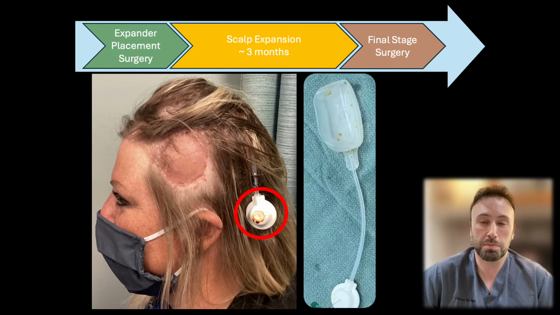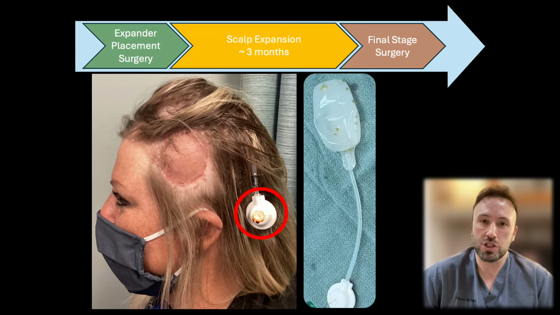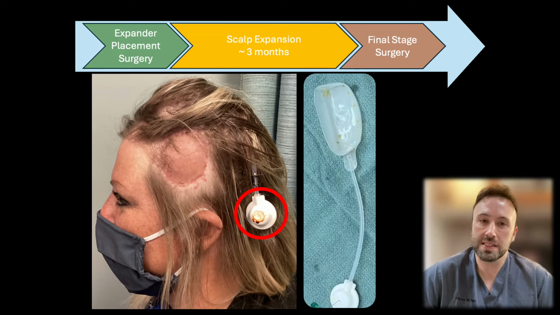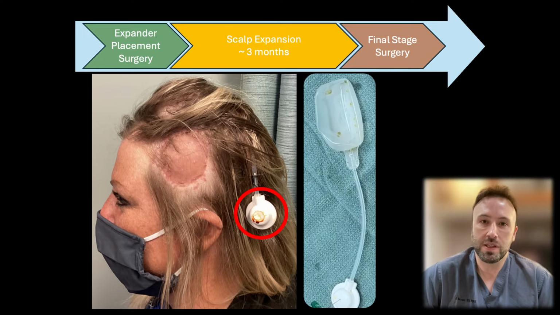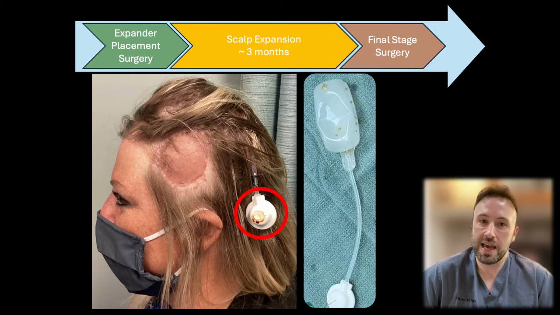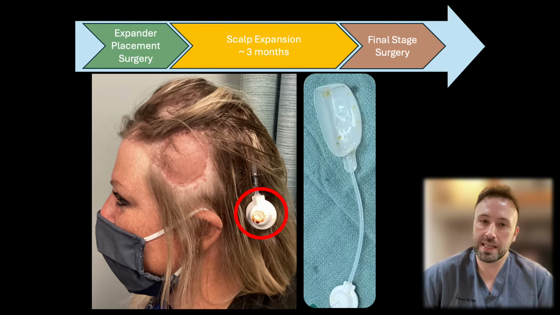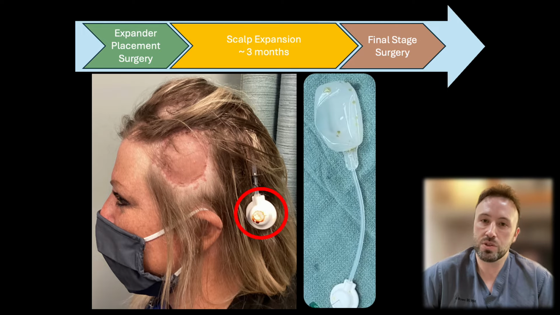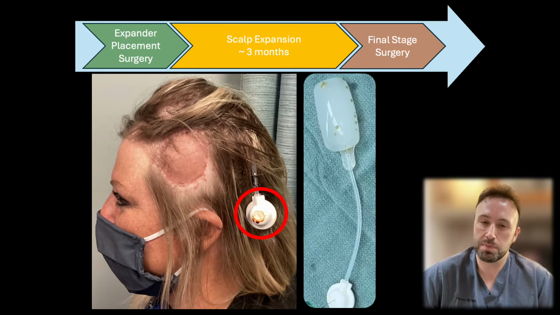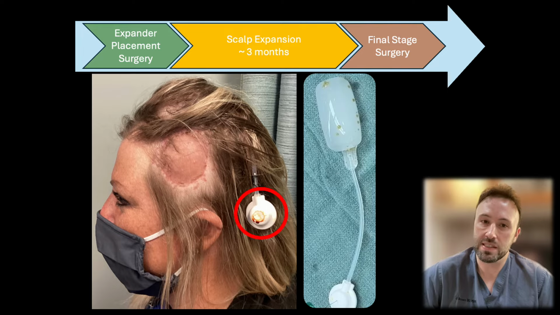After the expander is placed, scalp expansion usually starts around 2 weeks after surgery. During the expansion process, an external expansion port connected to the expander is used to add saline fluid to the expander over a period of weeks in order to slowly stretch the scalp.